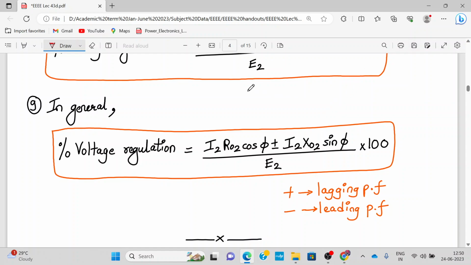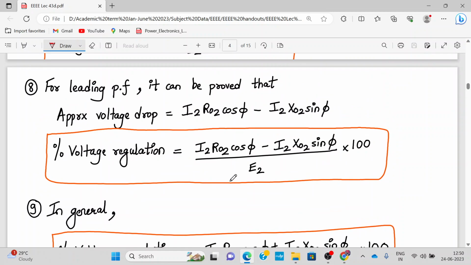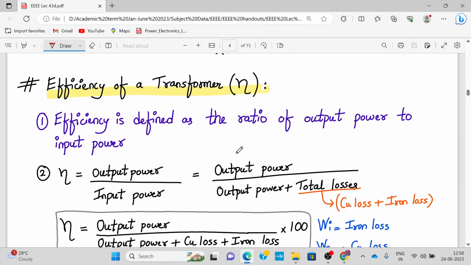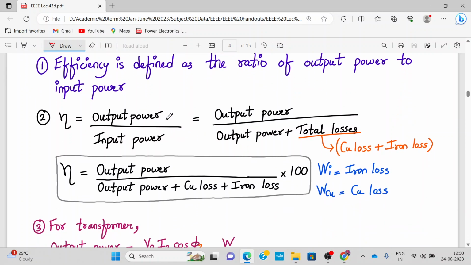So yeah, this completes the discussion on the percentage voltage regulation. Now let's discuss the efficiency of a transformer. It's given by eta. Efficiency for any device is the ratio of the output power to the input power. So eta is output power upon input power.